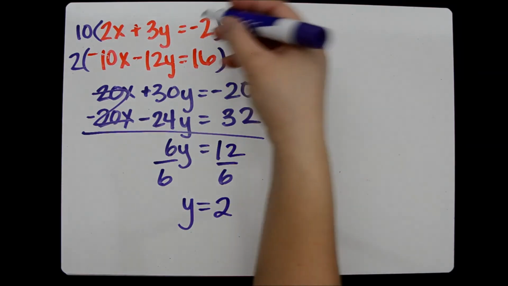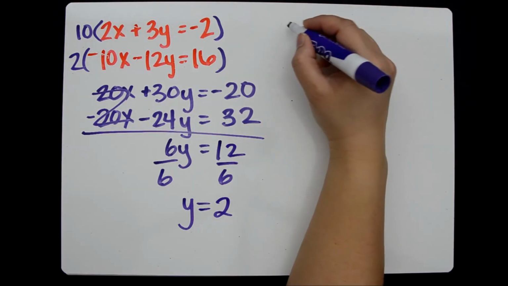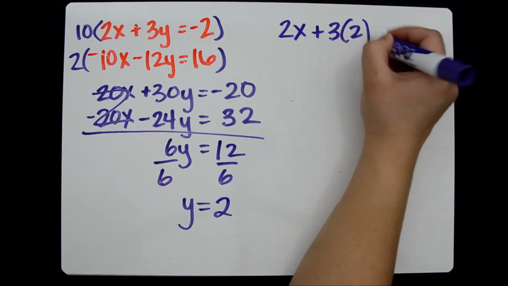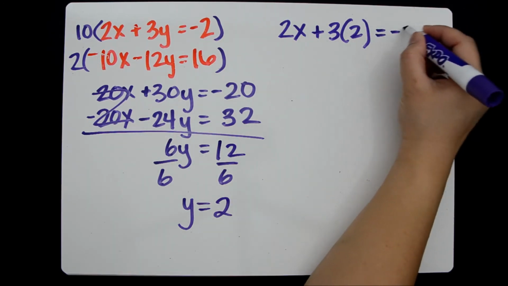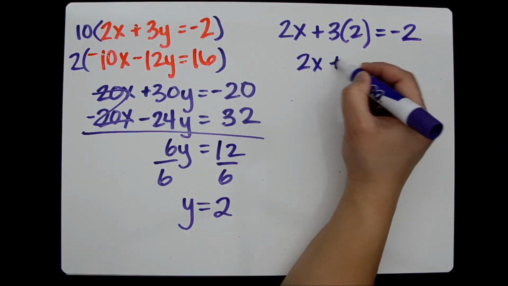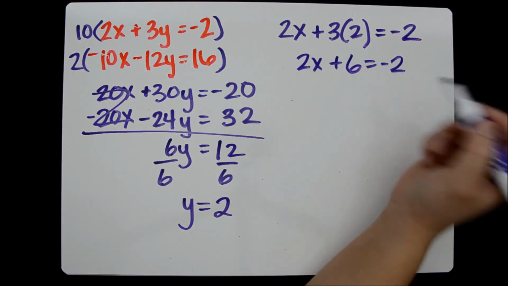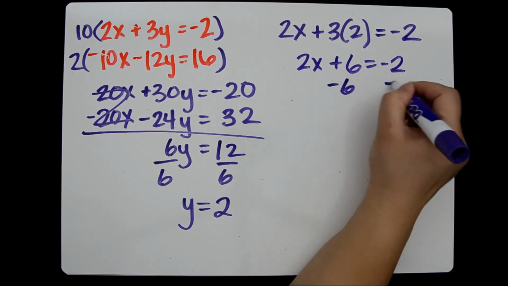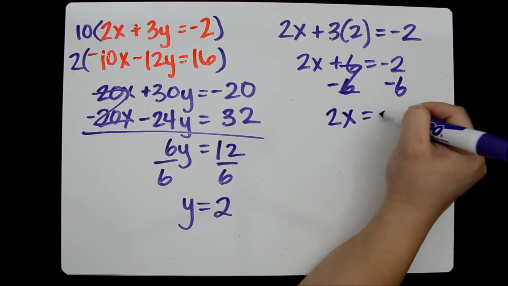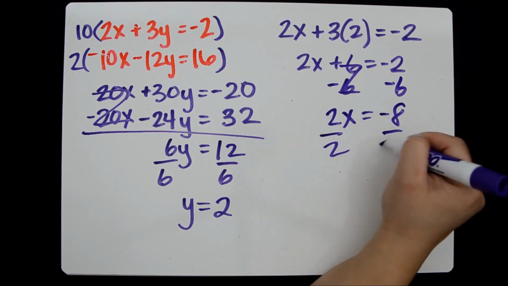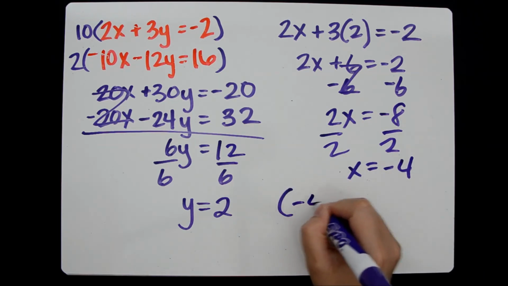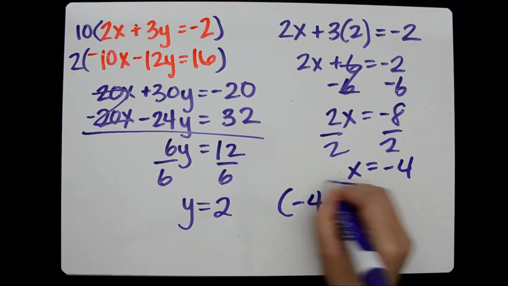So let's go ahead and use our first equation, and we're going to substitute our y value in, which is 2, and we got that from here. And simplify where we can. Let's distribute to undo the parentheses. So we get 2x plus 6 equals negative 2. Subtract 6 from both sides of our equation. We get 2x is equal to negative 8. Divide both sides by 2, and x is equal to negative 4. Therefore, our solution is negative 4, 2.